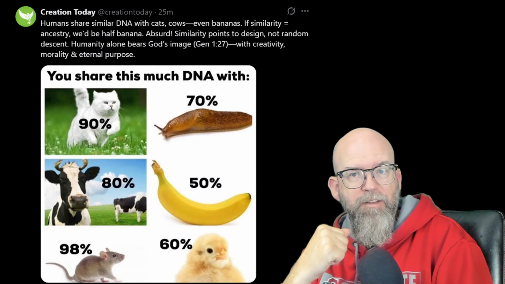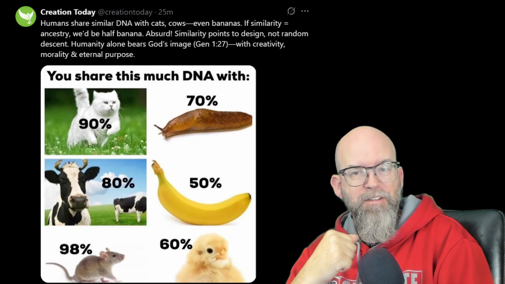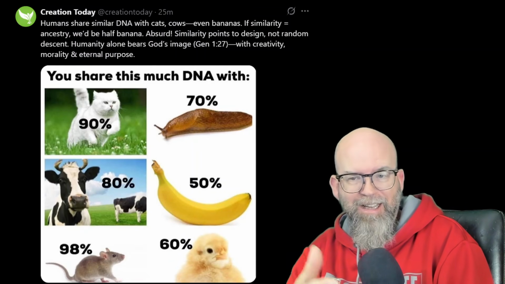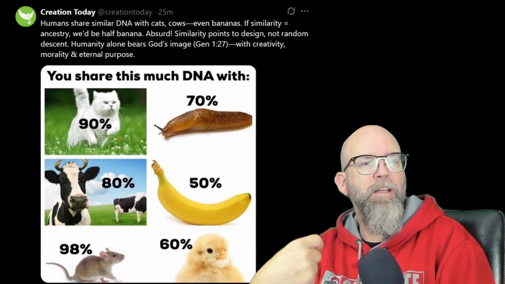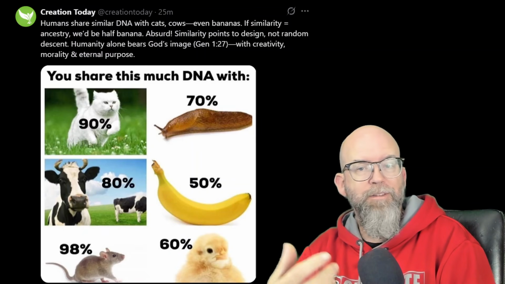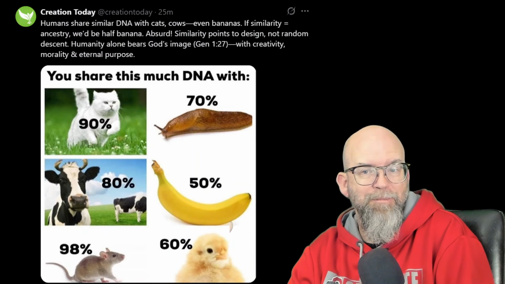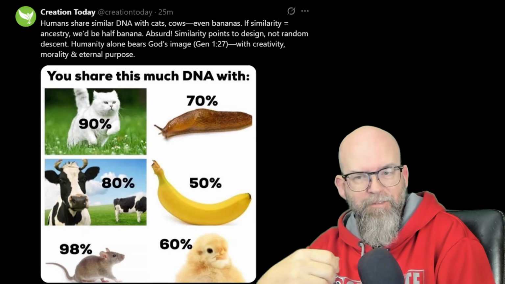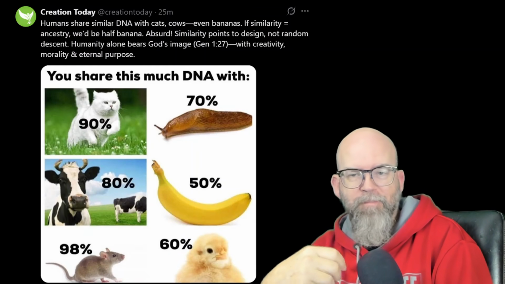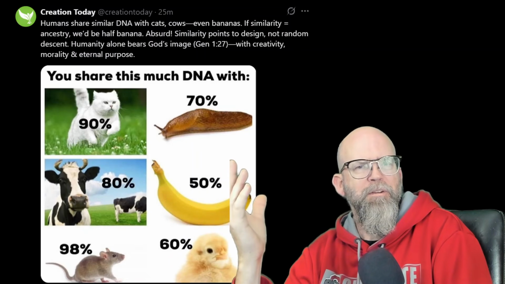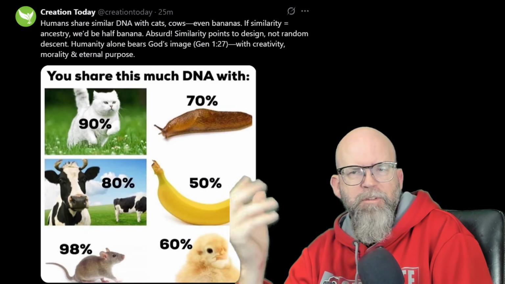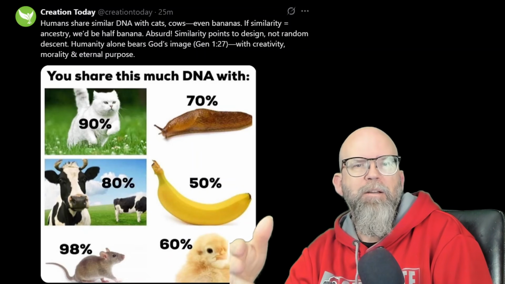And then he says, if similarity were to equal ancestry, which of course he doesn't believe there's ancestry between all these different organisms, but if similarity were equal to ancestry, then, well, obviously we'd be half banana, right? Because we share 50% of our DNA with bananas. Again, we have to talk about what that 50% means. Absurd, of course, right? So similarity points to design, not random descent.